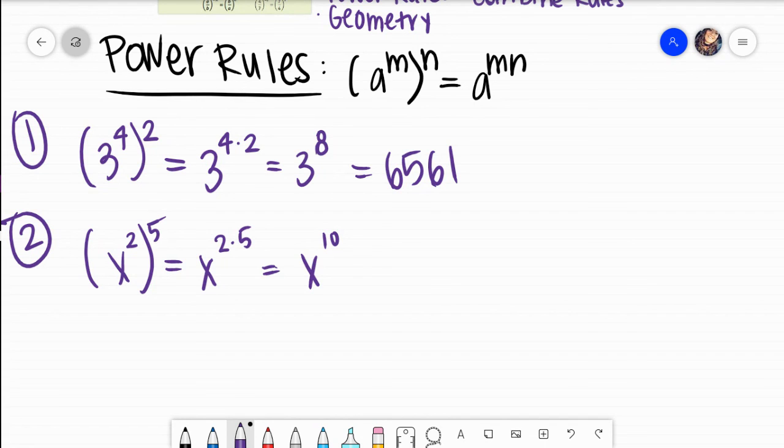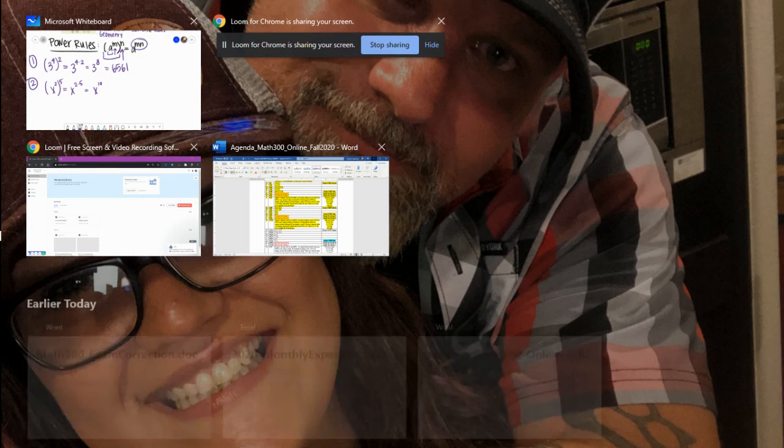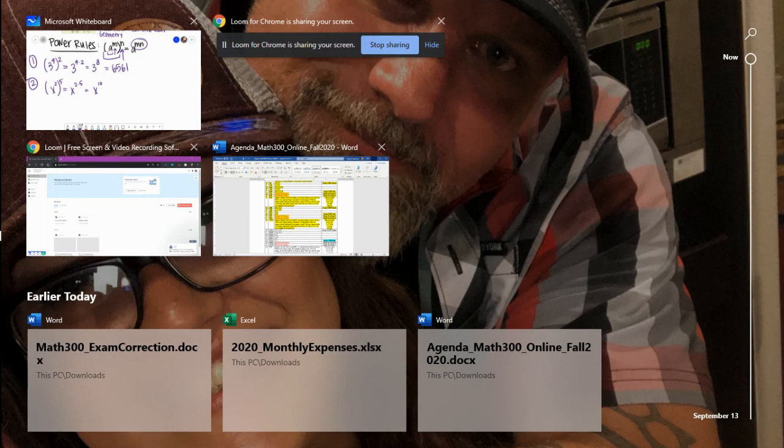So just remember that if you have a base being raised to a power inside of parentheses being raised to another power, power to a power, multiply your powers. Okay? I'll be back. I'm going to do more power rules. I'm going to do them individually, y'all, because there's like 3. If you have any questions, make sure you ask and let me know.